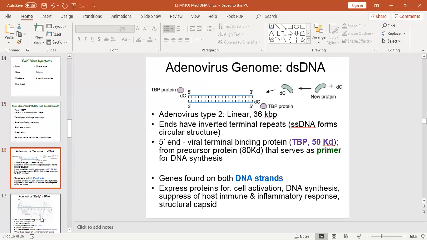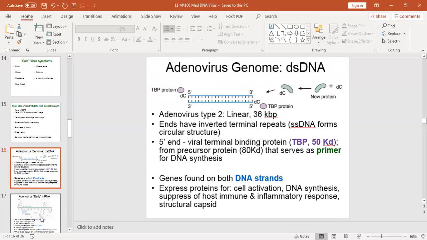Moving to slide number 16, let's talk a little bit about the organization of the adenovirus genome. As I mentioned, it is a double-stranded DNA virus. Adenovirus type 2 has a linear genome, 36 kilobase pairs. Ends have something called inverted terminal repeats. These are single-stranded DNA sequences that can form circular structures because of complementary base pairing. The repeats at the end of this strand are inverted, so they're very similar.